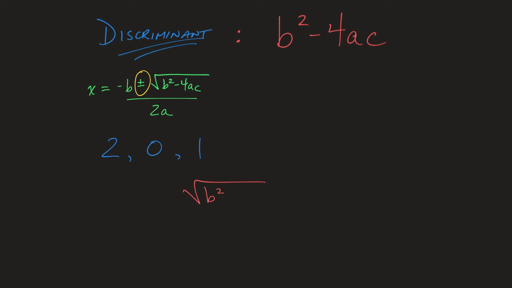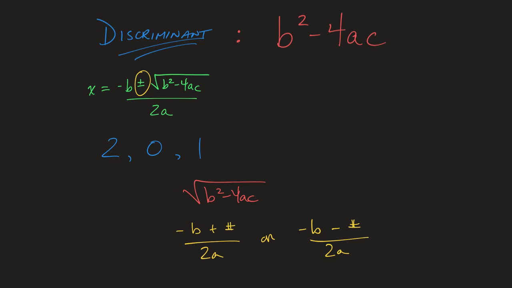This root b squared minus 4ac is going to be the bit that I'm adding on or that I'm subtracting off. So it really becomes like negative b plus a number over 2a or negative b minus a number over 2a. So it's that number that really generates my number of solutions. So what determines that number? Well, yeah, it's a square root.